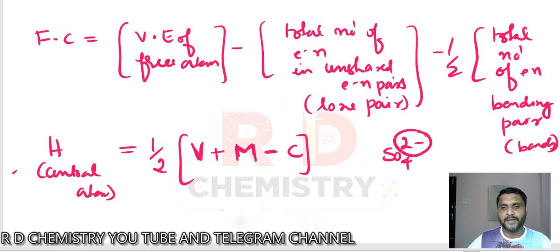So minus C means minus of minus 2, which becomes plus 2. Then H3O plus, the hydronium ion, has charge plus 1, correct? Minus C means minus of 1. Clear? So this can be used.